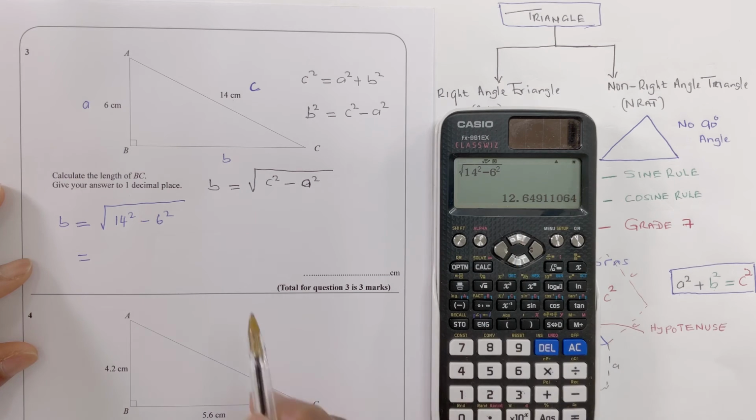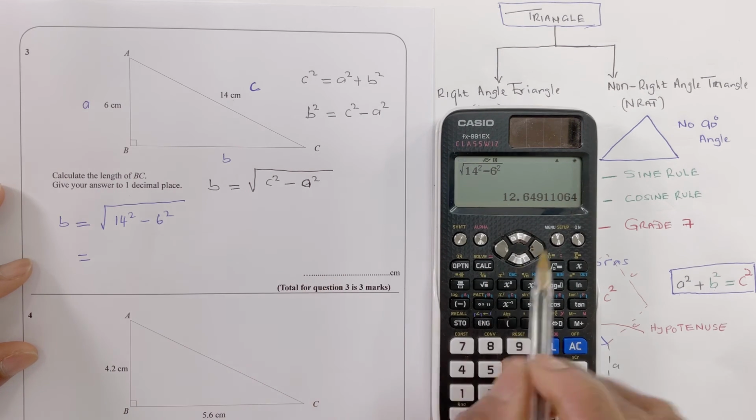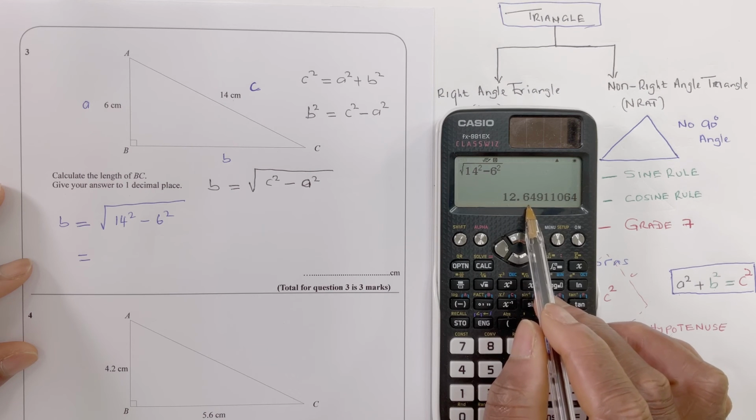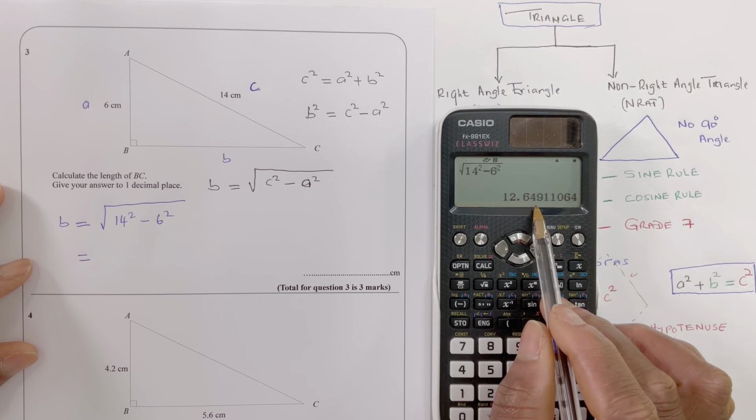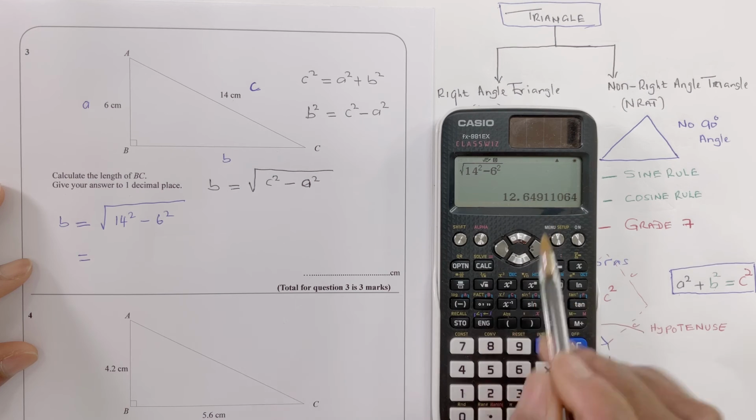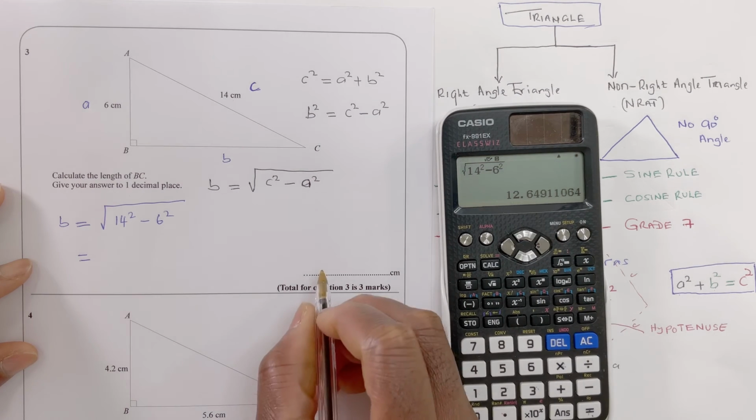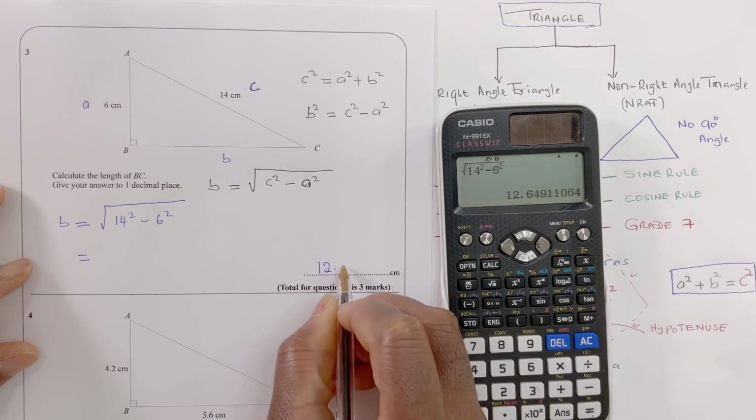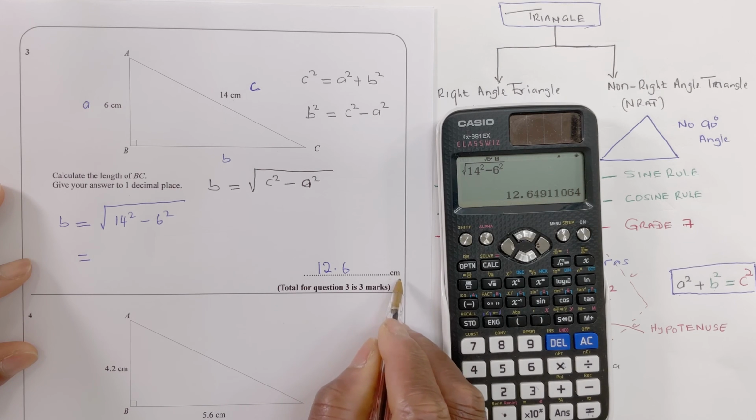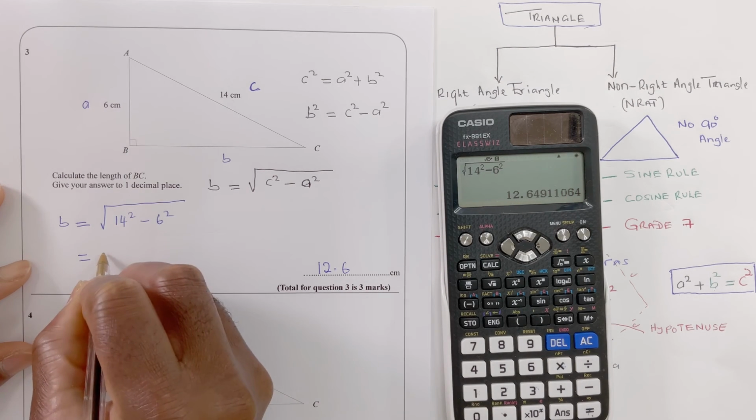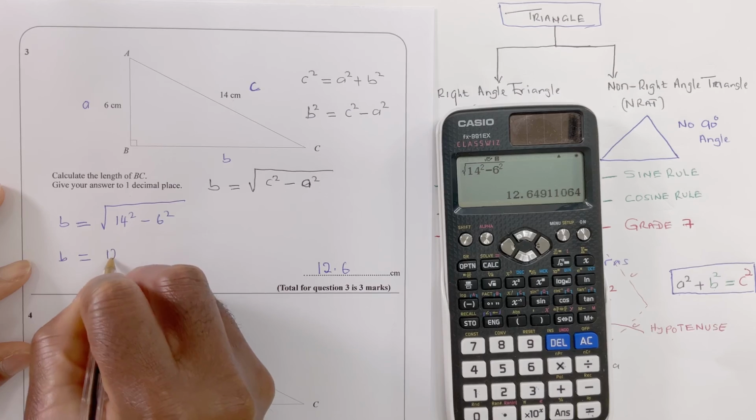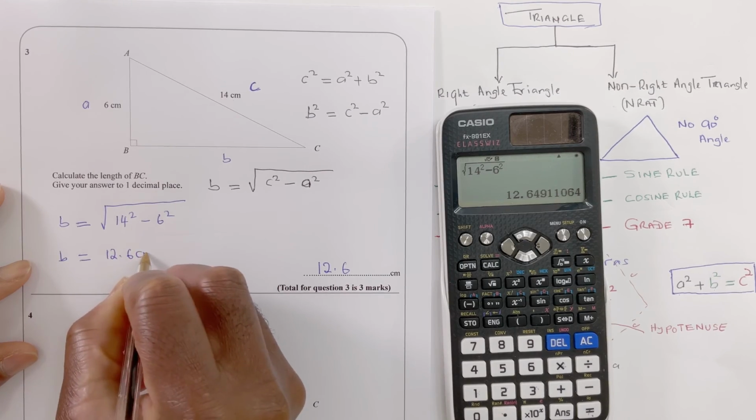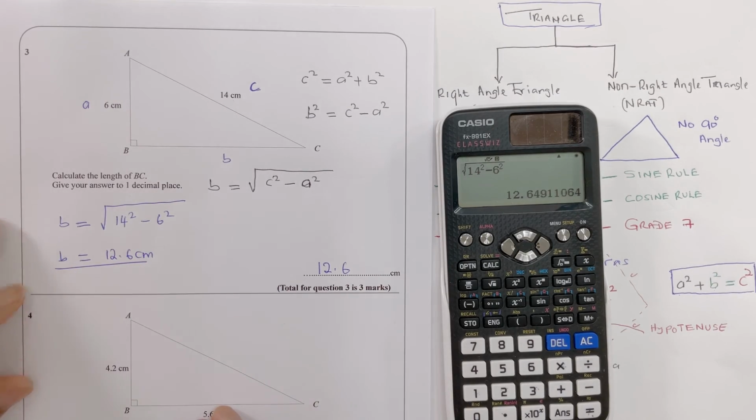12.6 because it's 1 decimal place. So 4 is less than 5, so I won't round it up, I round it down. So that'll be 12.6 centimeters. Make sure the unit is there. So B is 12.6 centimeters.